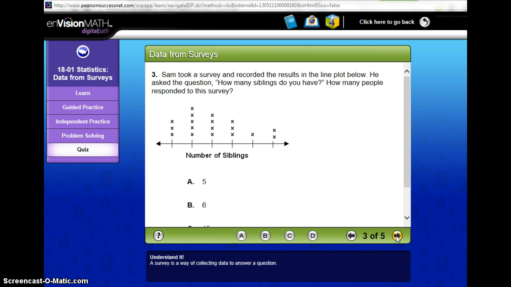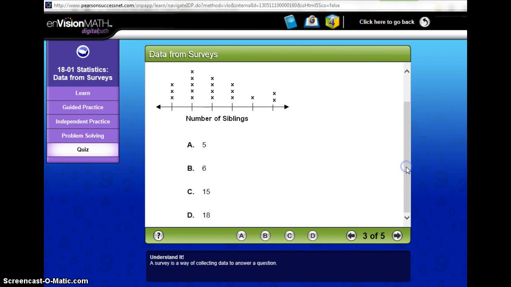So if Sam took this survey and he recorded his results in the line plot below, this is the question he asked. How many siblings do you have? My question is, how many people responded to this survey?